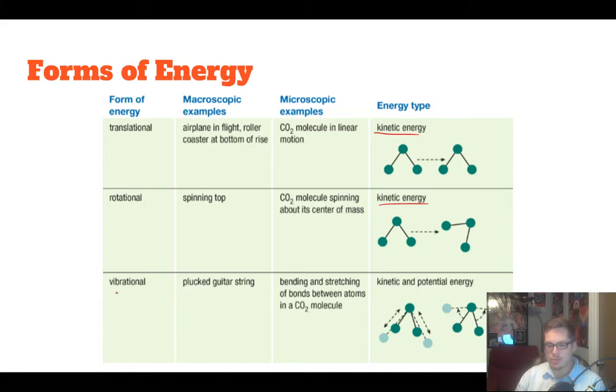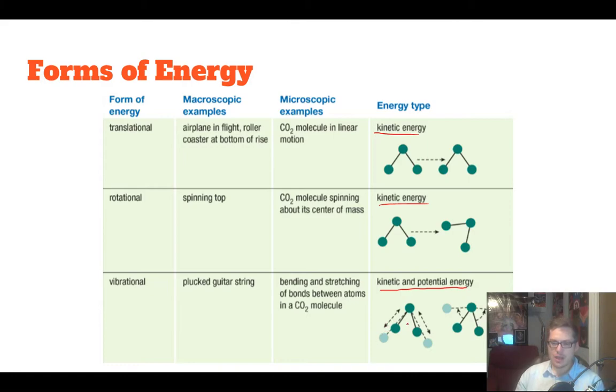All right, now vibrational energy is a little bit more interesting. This would be like when you pluck a guitar string and it starts to vibrate, or if you have molecules, the bonds in them will actually stretch and bend and twist, and so on and so forth. Because of this, you get kinetic and potential energy. The kinetic energy is because the bonds are stretching, right? They go out and they come in, so you get movement.